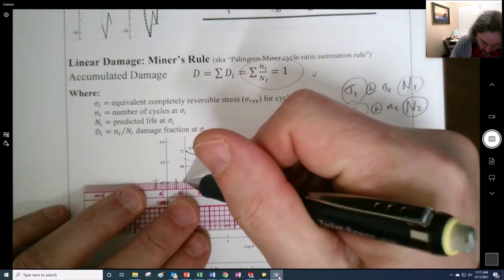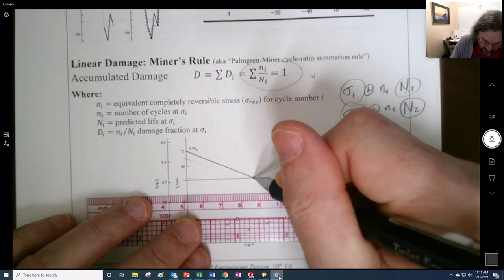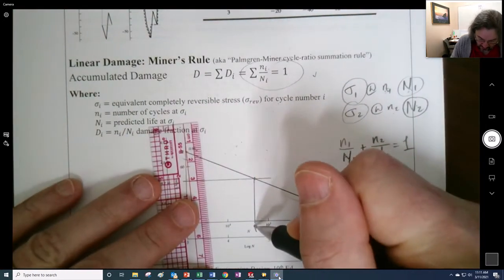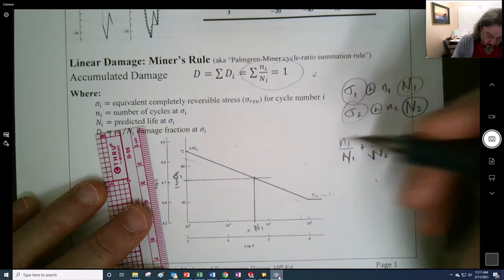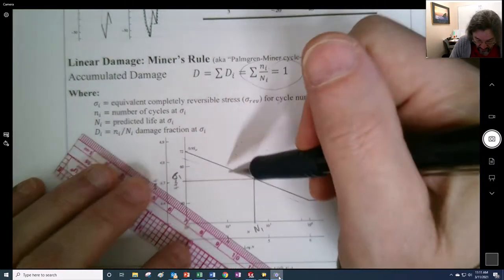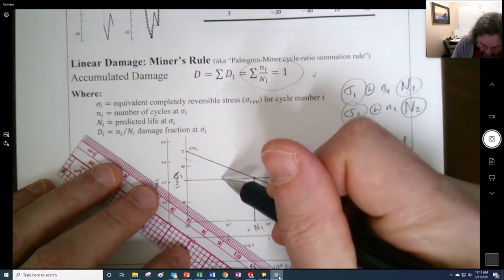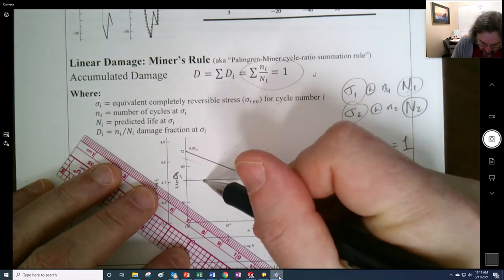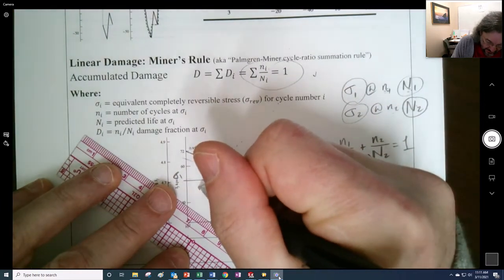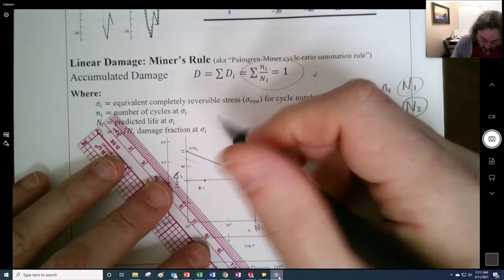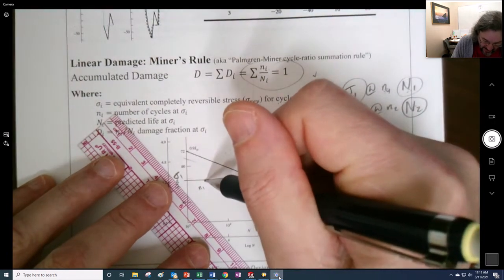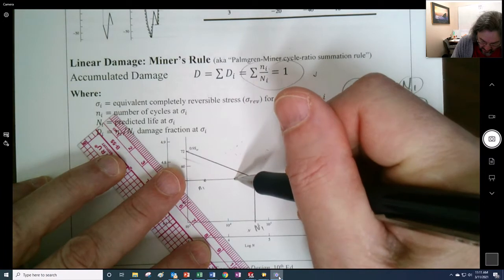Let's say that this is stress 1 right here, right? And here is your capital N that you would have. This would be N1 if this is stress 1, right? But if you only use, say, this number of cycles right here, if this is N1, what we could say now is, well, we could take this and subtract it out and get this right here, right?